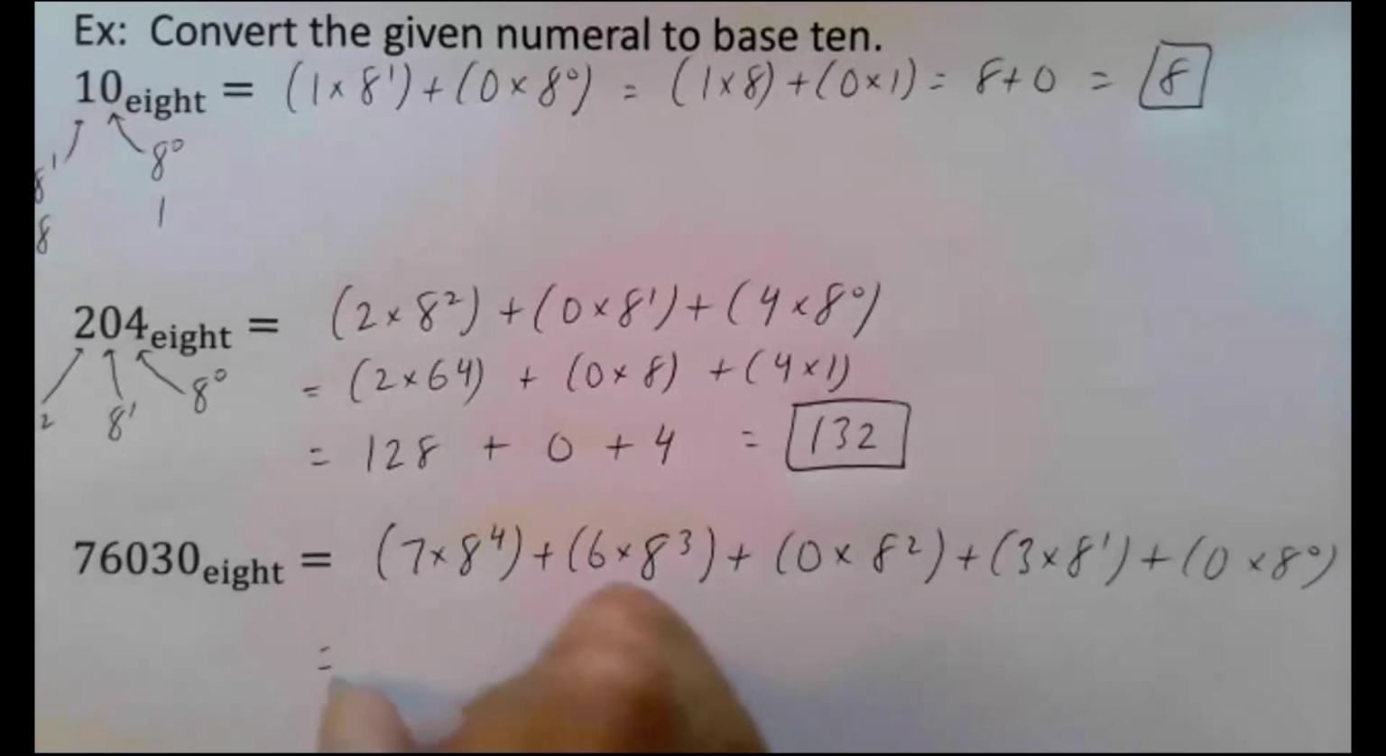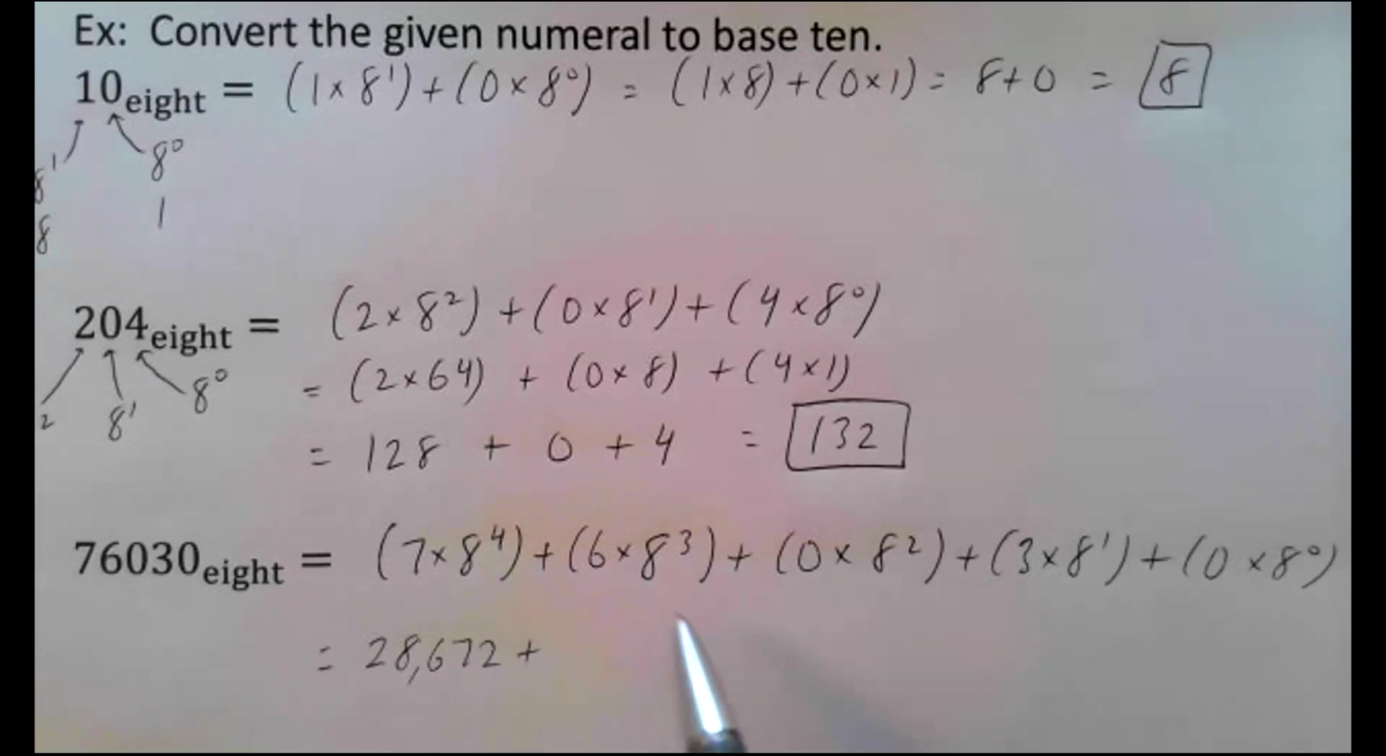I'm just going to go ahead and tell you what happens. You can figure out 8 to the fourth power and multiply it by 7. You will get 28,672. You can figure out 8 to the third power and then multiply that by 6. You will get 3072.